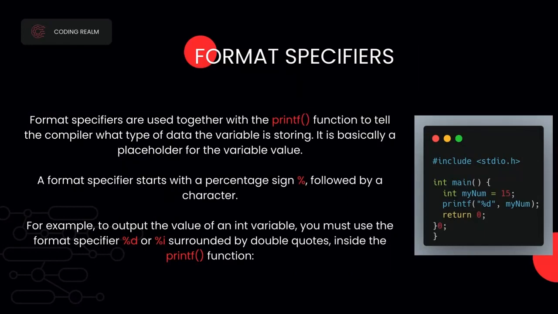Format specifiers are used together with the printf function to tell the compiler what type of data the variable is storing. It is basically a placeholder for the variable value. A format specifier starts with a percentage sign, followed by a character. For example, to output the value of an int variable, you must use the format specifier %d or %i surrounded by double quotes, inside the printf function. int mynum = 15. printf("%d", mynum), and finally the output is 15.